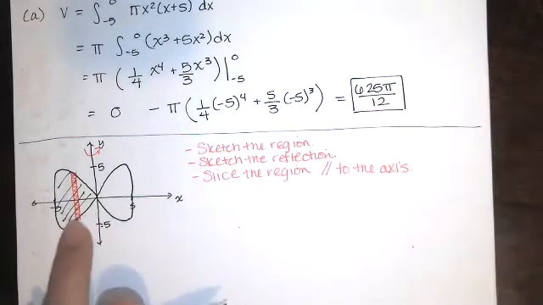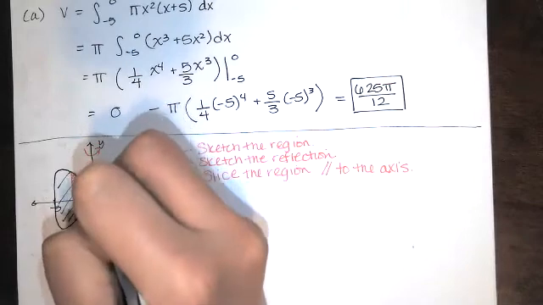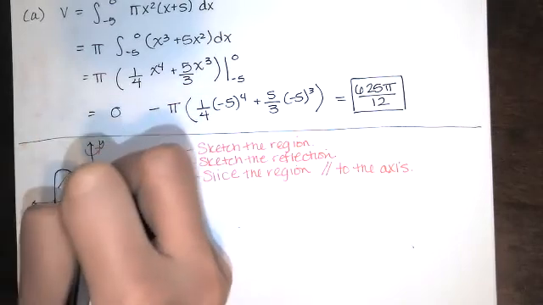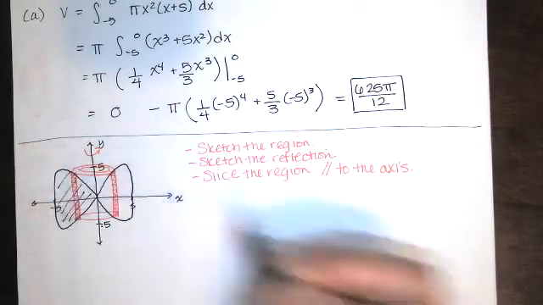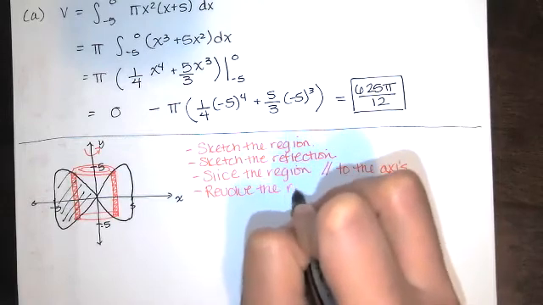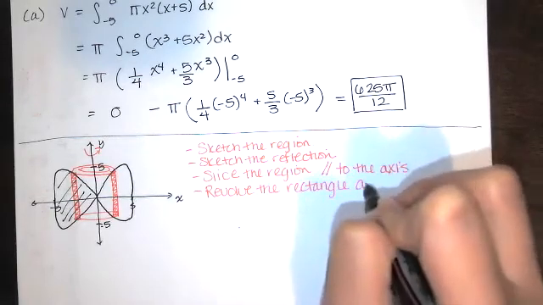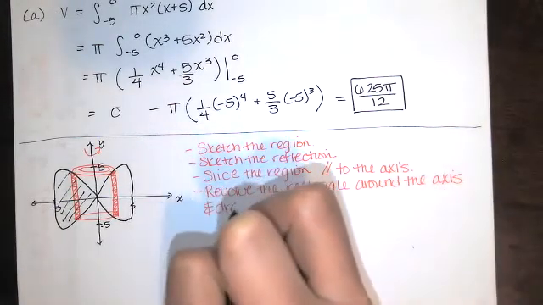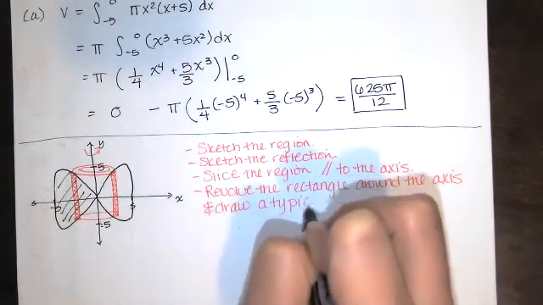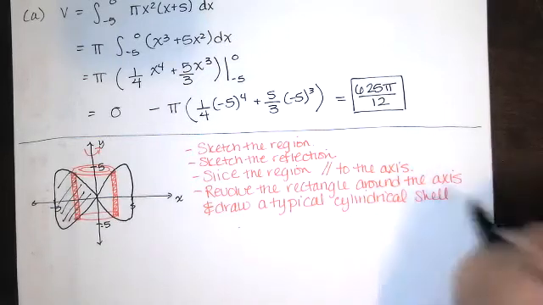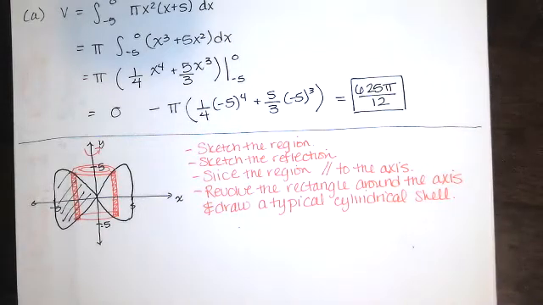And then we will revolve that rectangle around the axis, and draw a typical cylindrical shell. Okay. So now we just need to find the volume of the shell. If we can find the volume of the shell, we can find the volume of the solid of revolution.